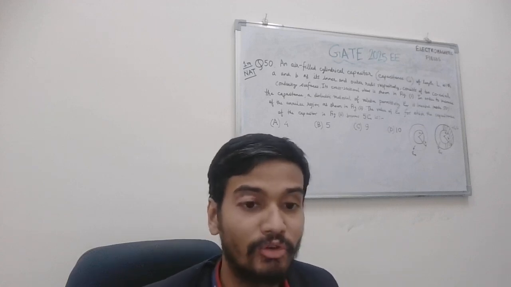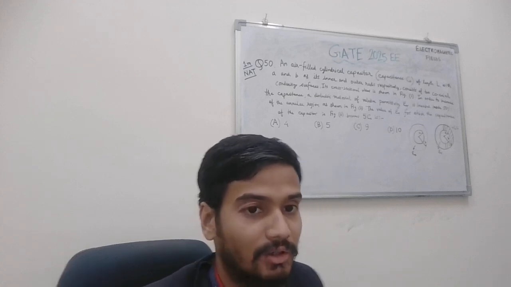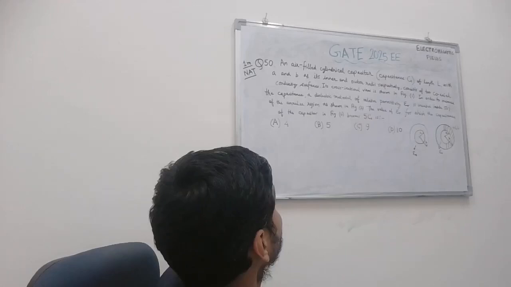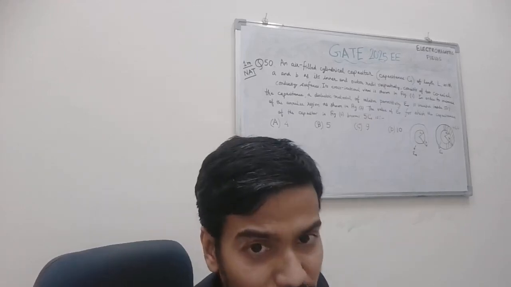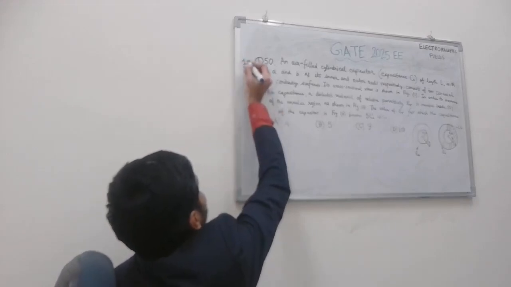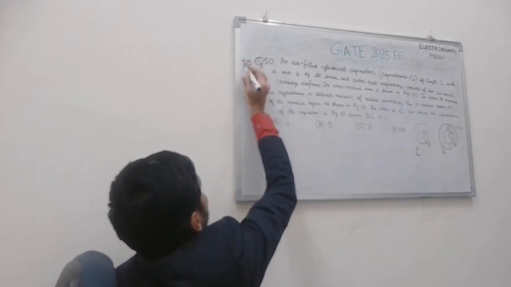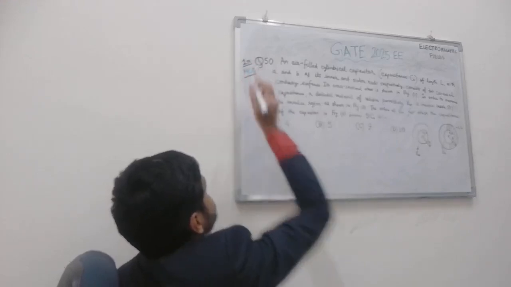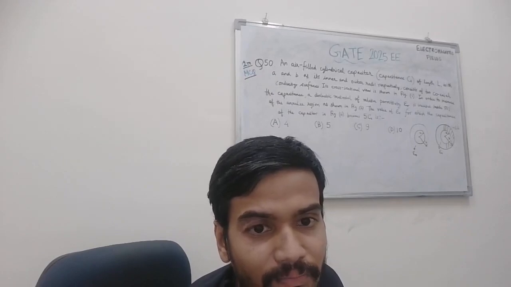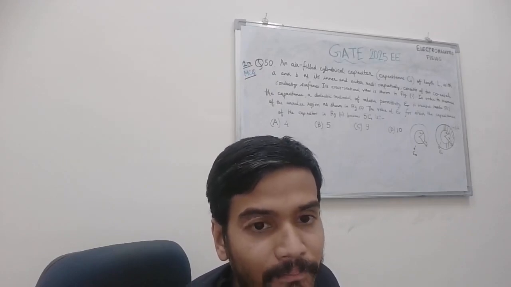Hello viewers, moving on to the next question in this series of GATE 2025 electrical engineering subject electromagnetic fields. This is question number 15, the master question of GATE 2025 electrical engineering subject electromagnetic fields, of 2 marks, MCQ type, and it's based on parallel cylindrical capacitors, basically cylindrical capacitors, sorry.